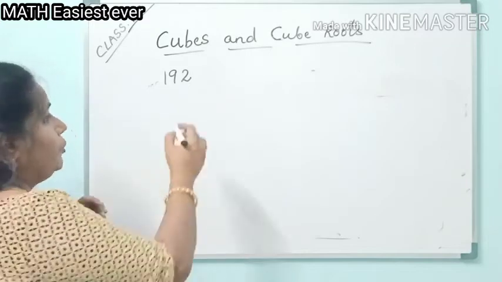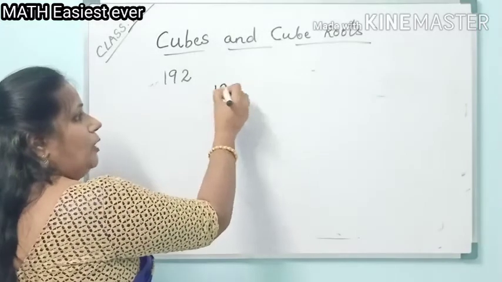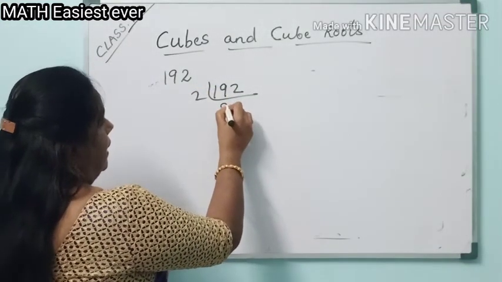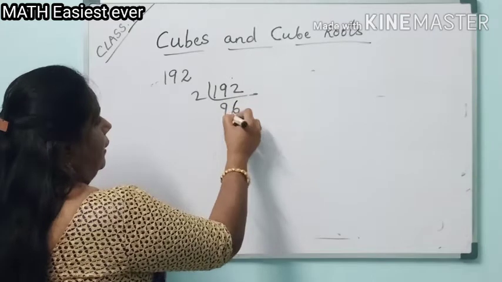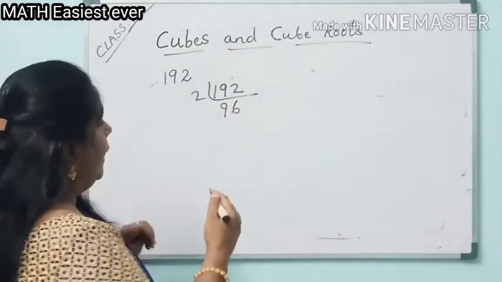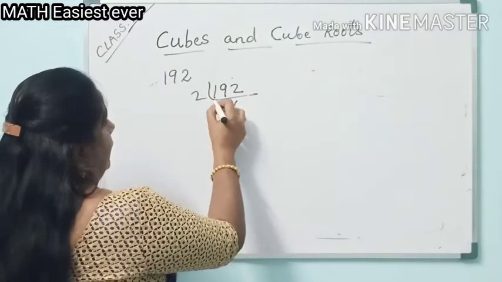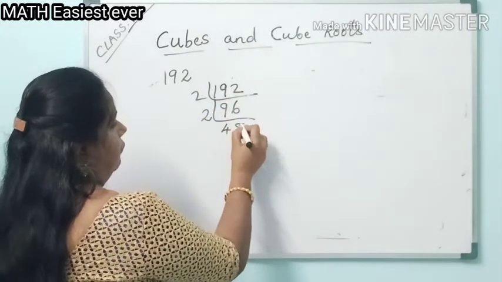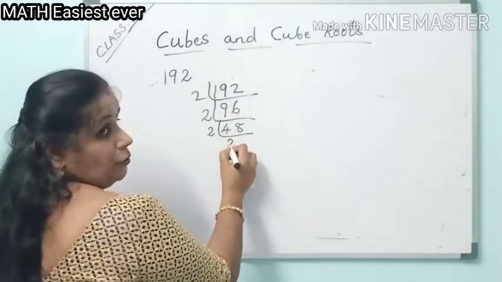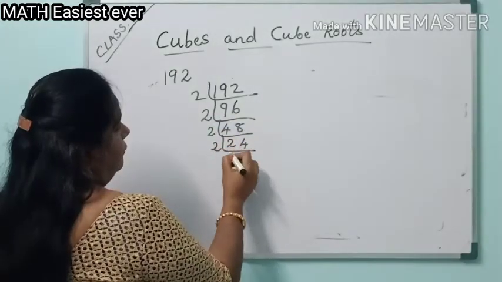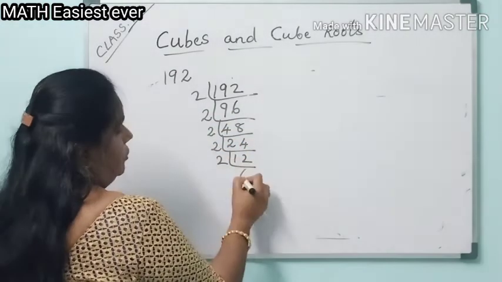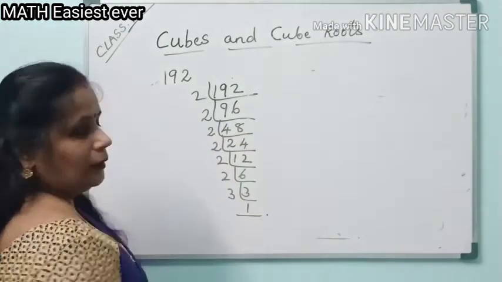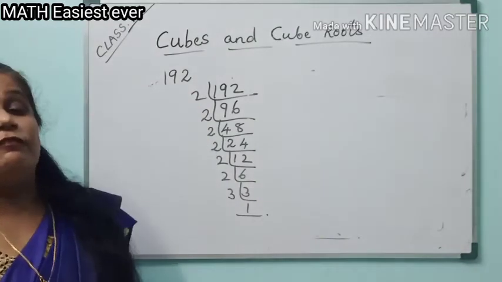For that, you do the division of 192 by primes. 192 you divide with 2. What do you get here? 2 9s are 18. The remainder is 1 and you will get 96. Then again divide it with 2. What do you get? 2 4s are 8. You get 48. Again you divide with 2, you get 24. Again with 2, you get 12. Again with 2, it's 6, then 2, 3, 3, 1. These are the prime factors of 192.